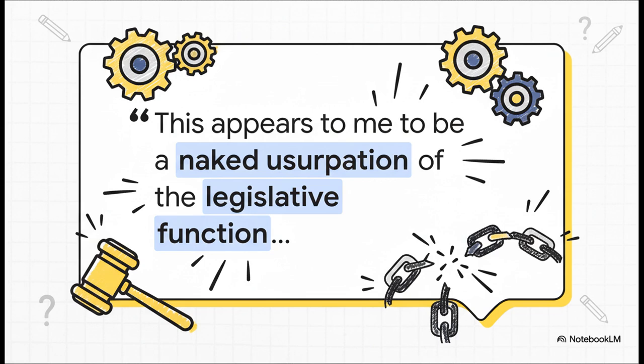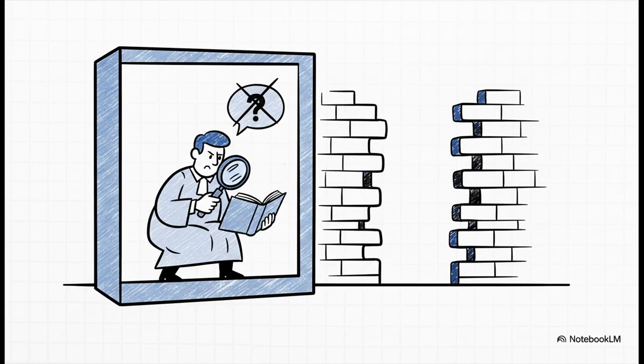But standing on the complete opposite side of the ring was Lord Simons with a fiery counterpunch. He looked at what Denning was doing, this whole filling in the gaps idea, and called it, and this is a direct quote, a naked usurpation of the legislative function. I mean, wow, it doesn't get much more blunt than that. This is the classic formalist view. From this standpoint, judges are interpreters, period.